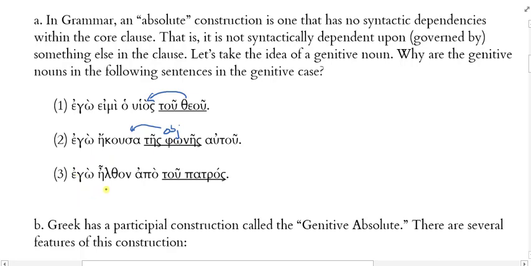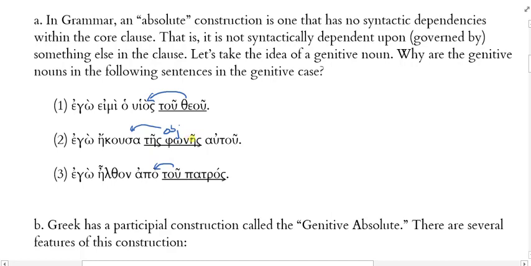Now, for number 3, I have ego elthon apo tou patros. I came from the father. Why is tou patros in the genitive case? Okay, it's the object of the preposition apo, which requires its object to be in the genitive case. So in each of these expressions, there is a syntactic dependency of the genitive noun on something that requires the noun to be genitive case.